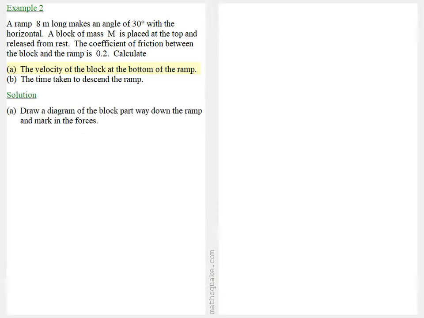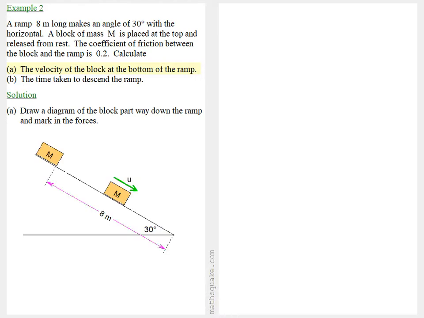Well, to solve this, we need to draw a diagram of the block part way down the ramp and mark in the forces. The first force to mark in is the one that's always there, the weight, and that will be mg vertically downwards. Then there will be a normal reaction, which is at right angles to the slope. We can call that N. And finally, there's a frictional force which will be up the slope. We'll call it F.